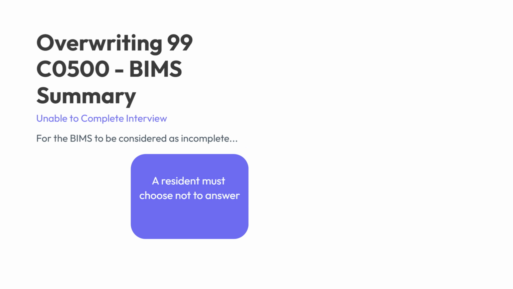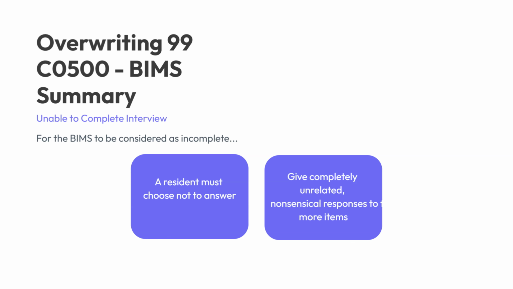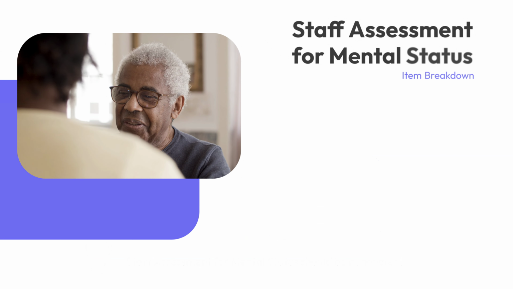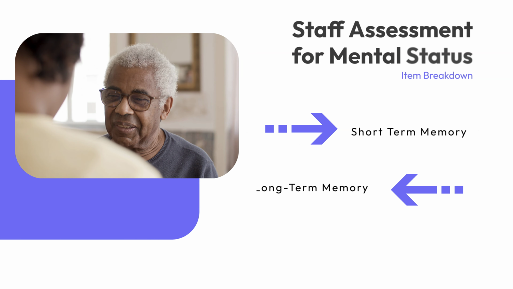Certain instances will require a BIMS summary code to be overwritten to 99, unable to complete interview. For the BIMS to be considered as incomplete, a resident must choose not to answer or must give completely unrelated, nonsensical responses to 4 or more items, and a staff assessment for mental status should be conducted.